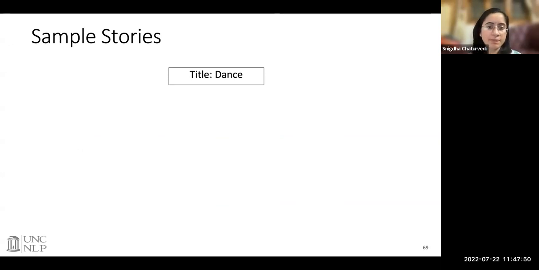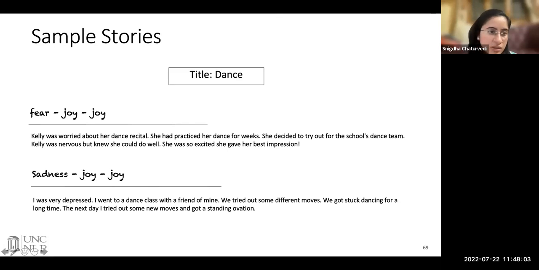I also want to quickly show you some sample stories. The input here is the title, which is dance in this case, and the user provided these two possible arcs. One is fear, joy, joy, and the other one is sadness, joy, joy. You can take a look. I'll give you a moment to read the stories. Basically, what I'm trying to illustrate is that by providing the emotion arc, the user can control what's going to happen in the story, how the story unfolds. I'll just stop for a moment so that you can read. Again, these are stories generated by our RL-CLF model.